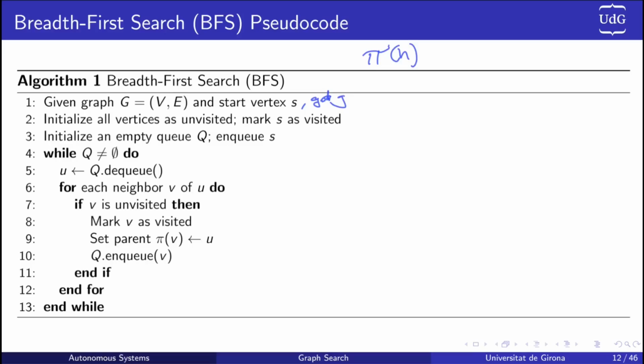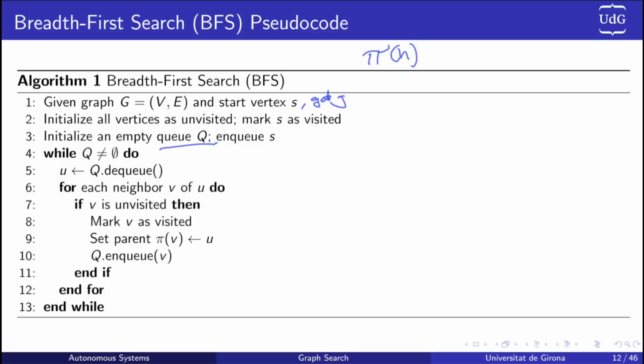Whenever we have this information, the graph, the starting node, and optionally the goal node, we initialize all the vertices as unvisited, except for the starting node, which we mark as visited. You can add a flag, or put it in a special list of visited and unvisited. This is up to you. And then what is important is that we initialize this Q. It has to be a Q, and later we will see why. And we put S in this Q.